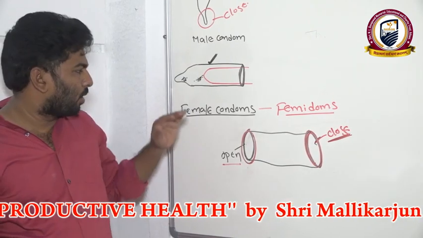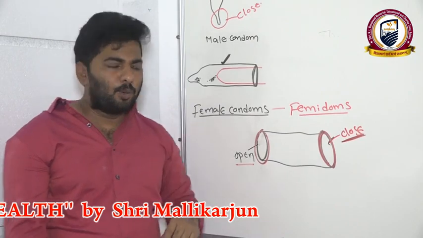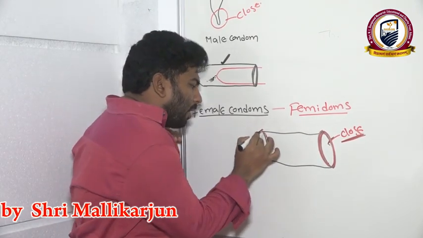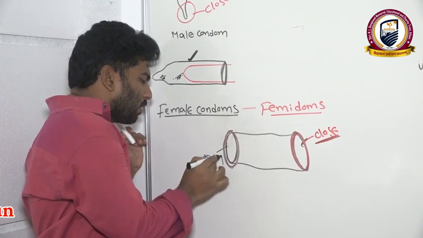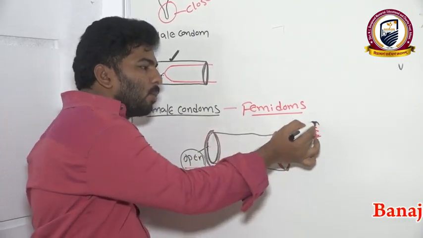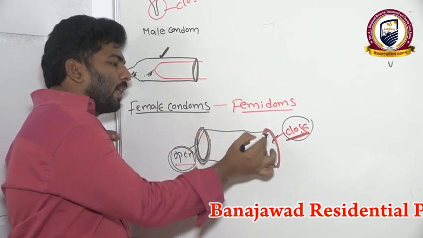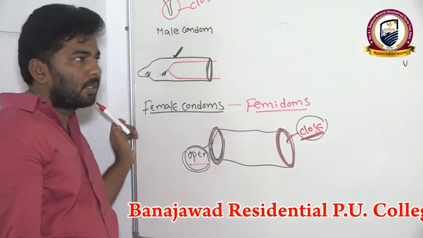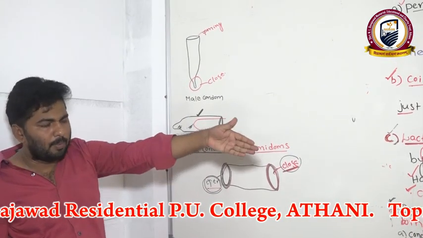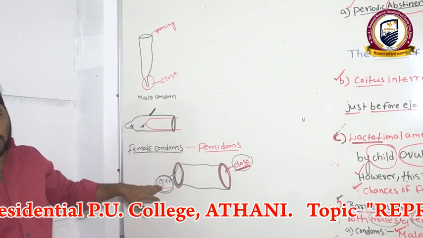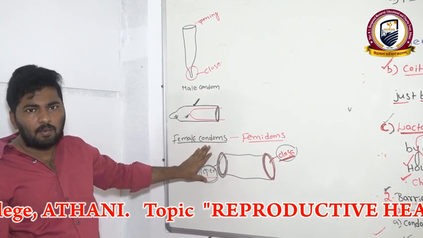Are you clear? One more time I will tell you that female condoms are available under the name of femidoms. These femidoms have two rings, one at each side. One side ring should be open, another side ring should be closed. One side ring is a wider ring, another side ring is a narrow ring. Clear? This is also made up of polymers, that is, polyurethane pouches. Polyurethane material we can use to prepare these femidoms.